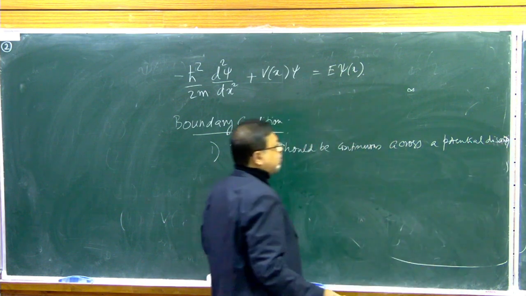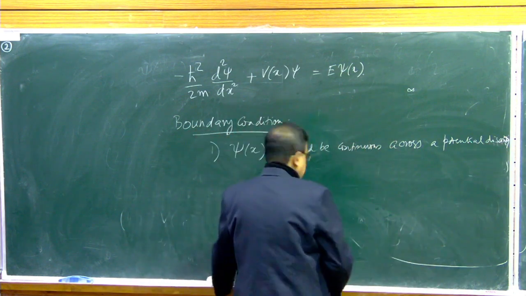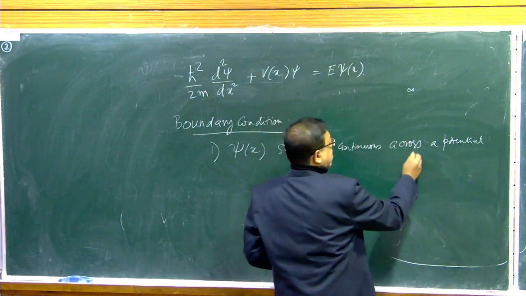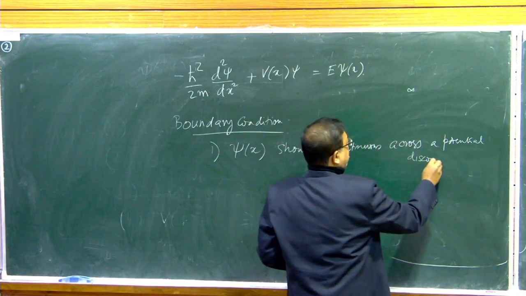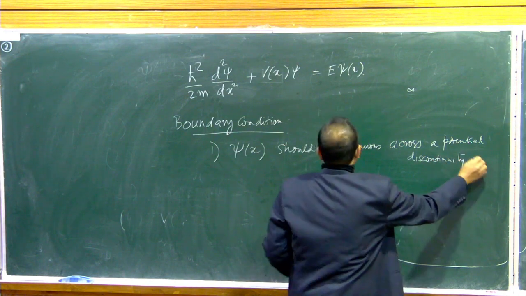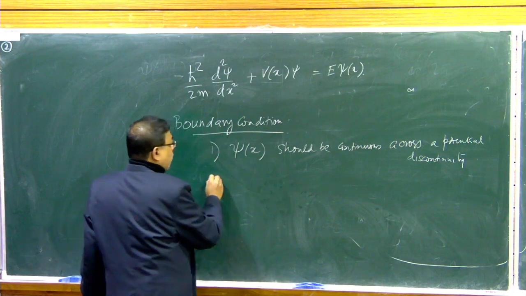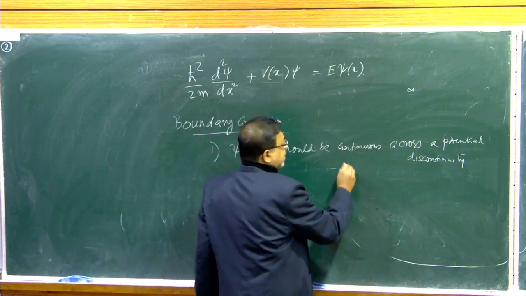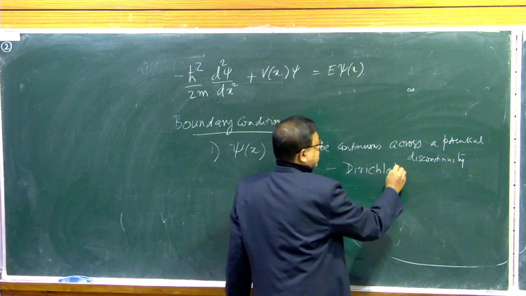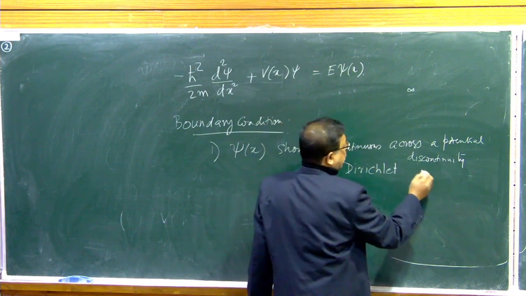I'll tell you what a potential discontinuity means. Let me write it clearly here. Potential discontinuity. The second one, this is called as the Dirichlet boundary condition. Okay, again, a mathematician's name, Dirichlet boundary condition.